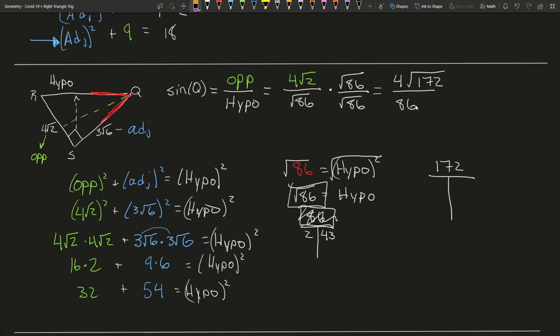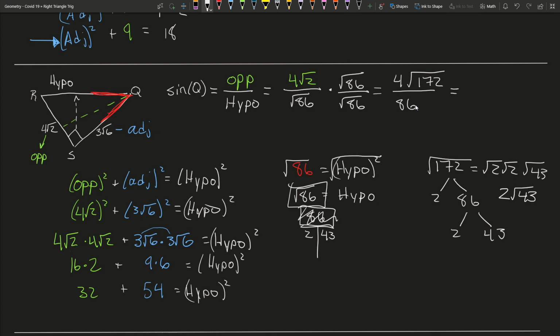Actually, I'm going to do it this way. If we take 2 out of 172, we get 86. Another 2, and we get 43. Okay, so we can rewrite the square root of 172 as the square root of 2, square root of 2, times the square root of 43, which is just equal to 2 rad 43. So our numerator can really be written as this.